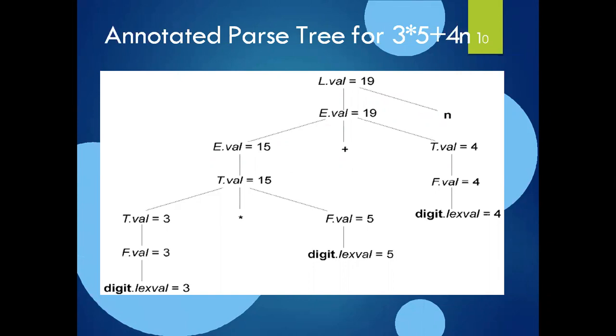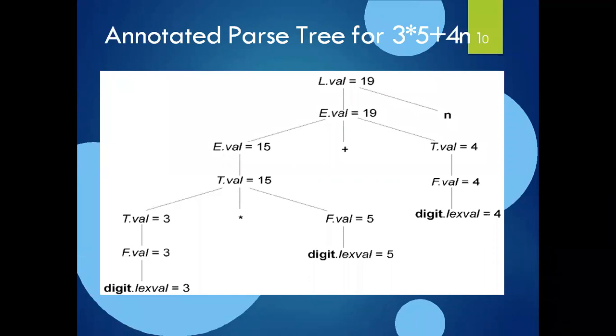But here the tree consists of both the attribute for the node along with a value. That means the attribute is associated with a value, right? Attribute is associated with a value. That means the values of attributes at each node form what is called an annotated parse tree or decorated parse tree. Is it clear now how to represent an annotated parse tree?